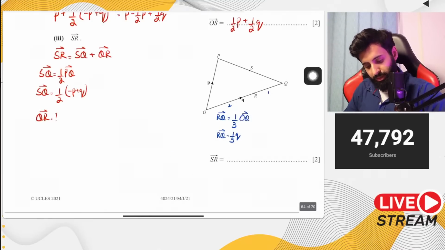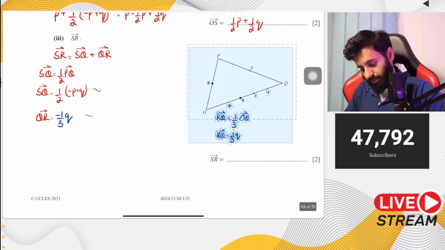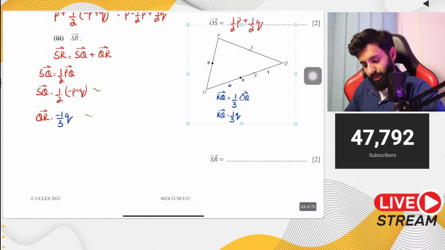Now what about QR? Well, no big deal. If you know what RQ is, for QR all you got to do is change the sign. So this is what QR is equal to. Now that you know what SQ is and now that you also know what QR is, all you got to do is just add them up. So I'm going to do that.